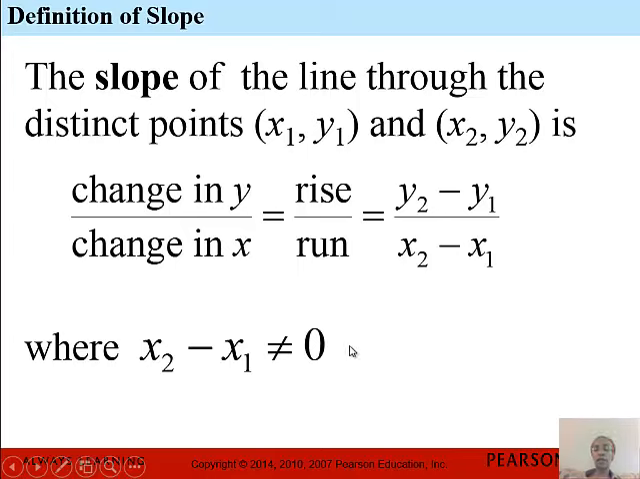If it does, our line is vertical and the slope is undefined, because we would be dividing by 0 if x2 minus x1 were 0, and division by 0 is undefined.